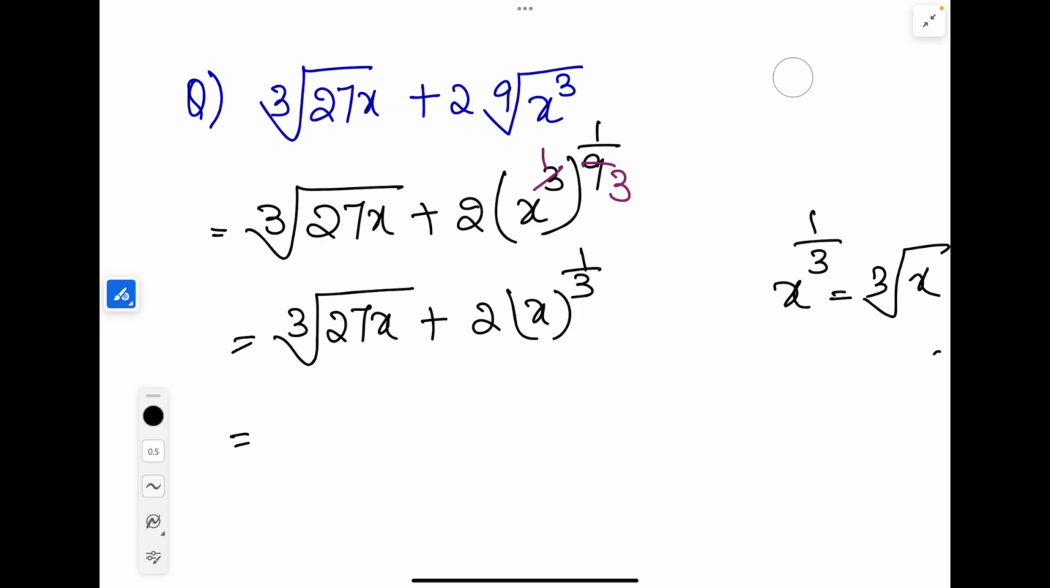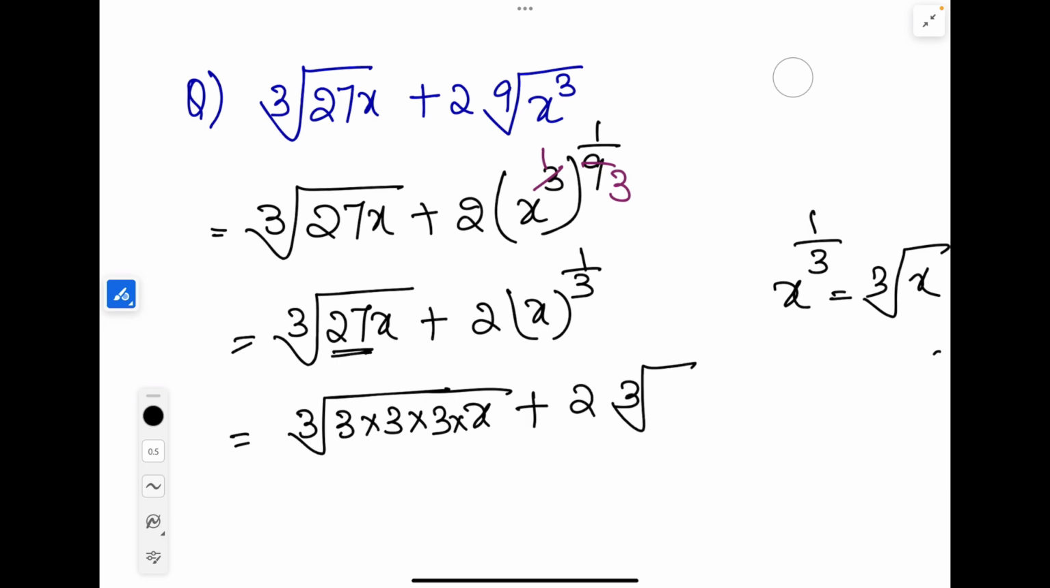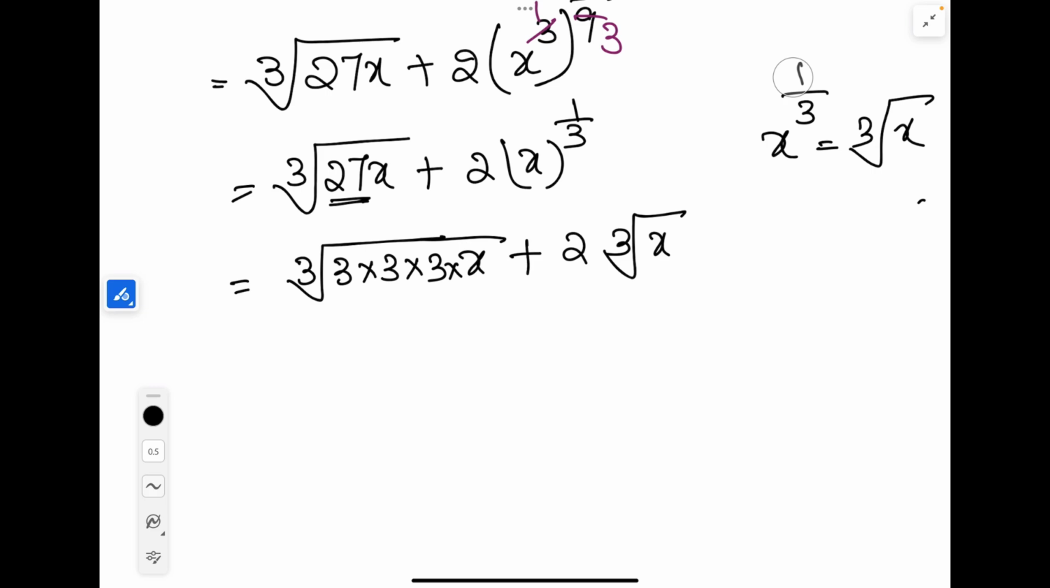Now, can I write the cube root of this 27 as 3 into 3 into 3? Yes, 3 cube is 27, right? So I will be writing this x as it is plus 2 into the cube root of x, right? So now here I can make a triplet. Since it is a cube root, this triplet 1 3 will come out and it will become 3 into the cube root of x plus 2 into the cube root of x.